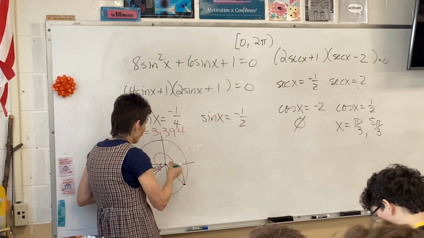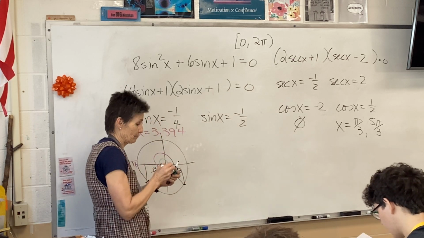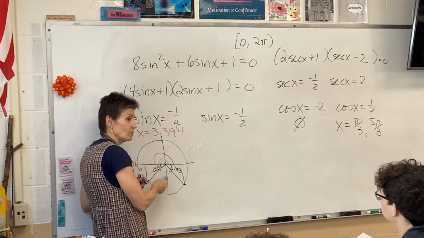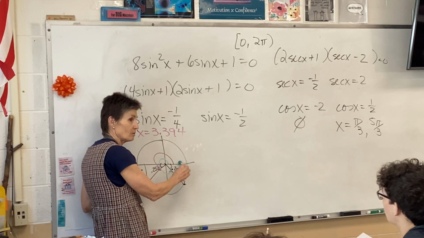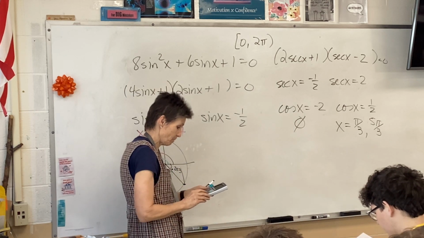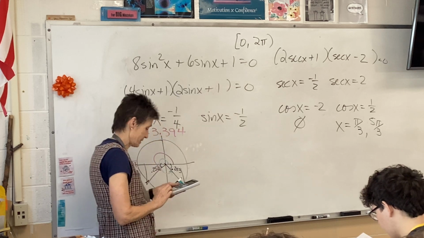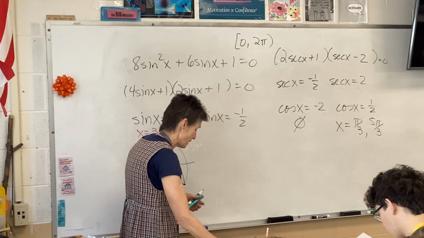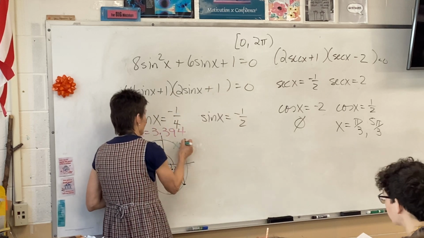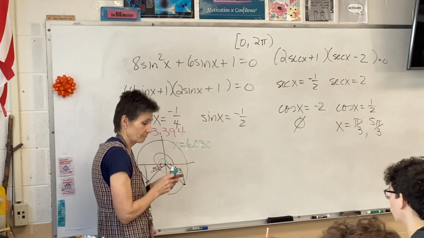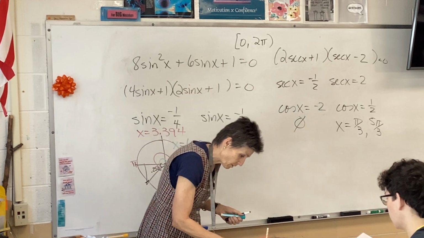Now, how do I get the quadrant 4 answer? No, doesn't have anything to do with 3 pi over 2. It has to do with 2 pi. 2 pi minus, yep, so 2 pi minus 0.253. 6.030. Oh, yes.